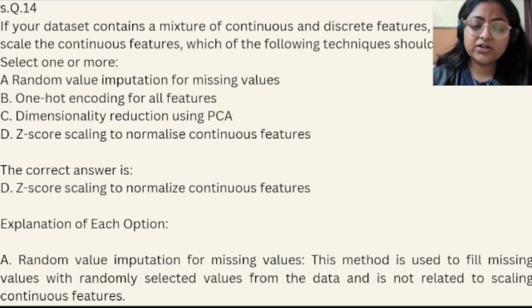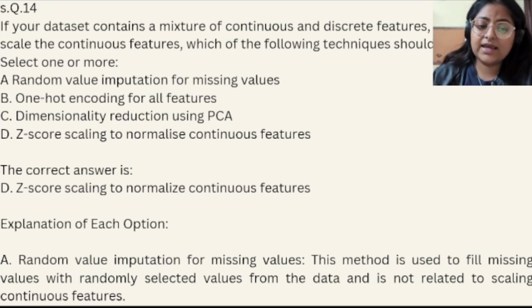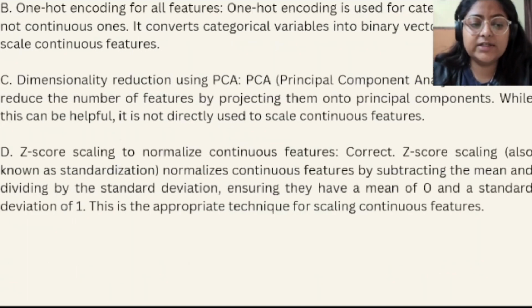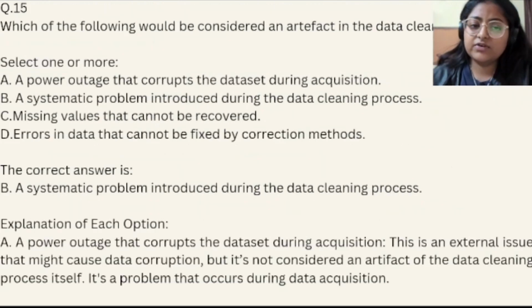The correct answer to this question is option D, the Z-score scaling to normalize continuous features. Why we have chosen option D is because Z-score scaling normalizes continuous features by subtracting the mean and dividing by the standard deviation, ensuring that they have a mean of 0 and a standard deviation of 1. This is the appropriate technique for scaling continuous features.